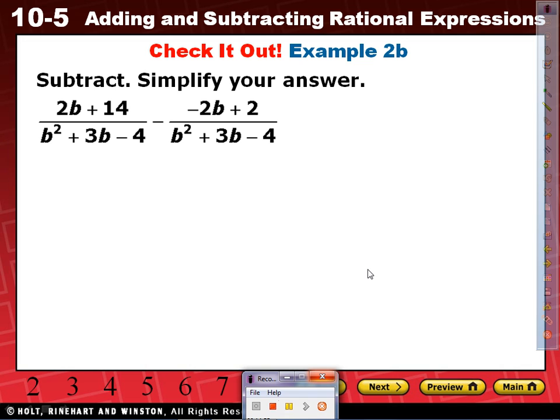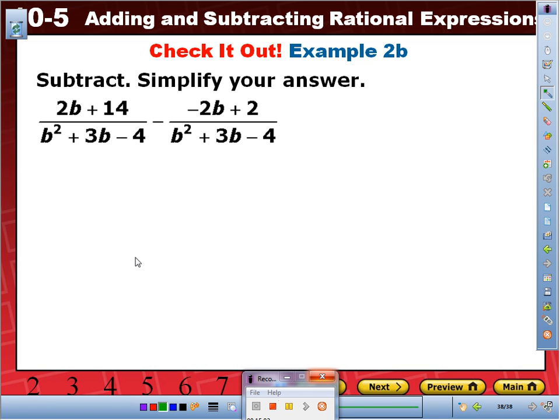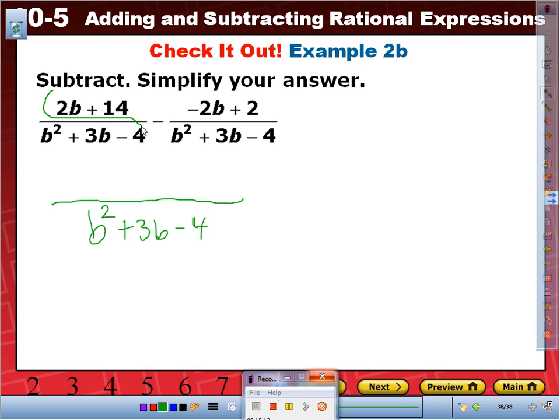All right, let's see. Let's see if you saw the curveball coming. Identify the common denominator, which is b squared plus 3b minus 4. Combine like terms on the numerator, but we have a negative right there, don't we? This times that becomes plus 2b minus 2. I bring this down, 2b plus 14.